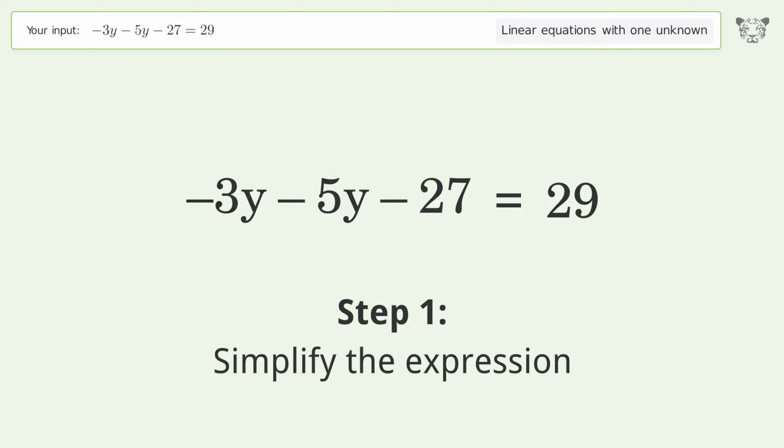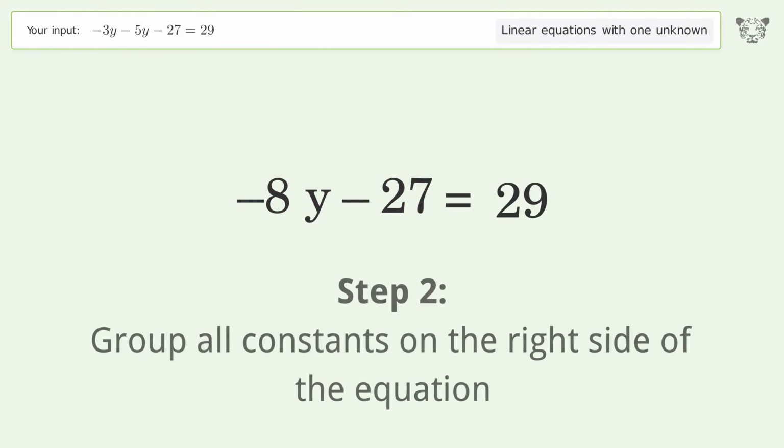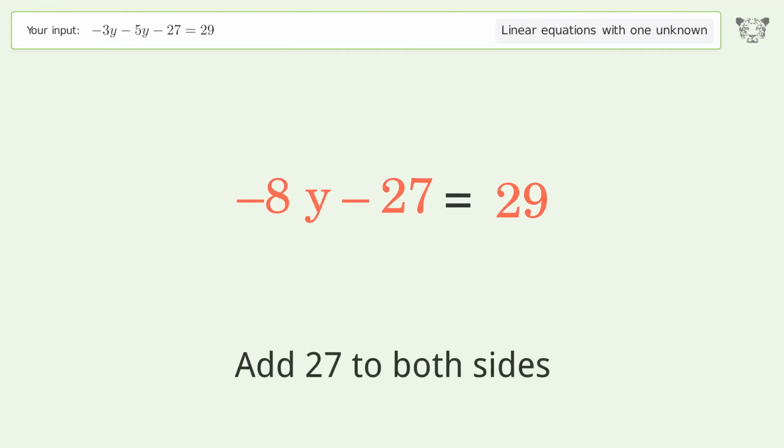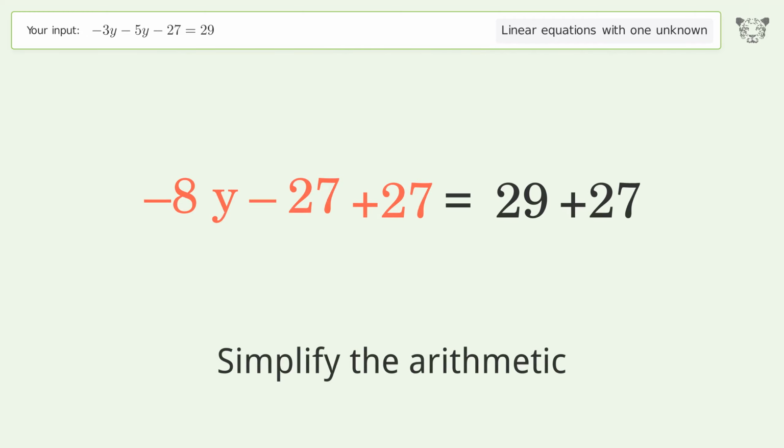Simplify the expression. Simplify the arithmetic. Group all constants on the right side of the equation. Add 27 to both sides. Simplify the arithmetic.